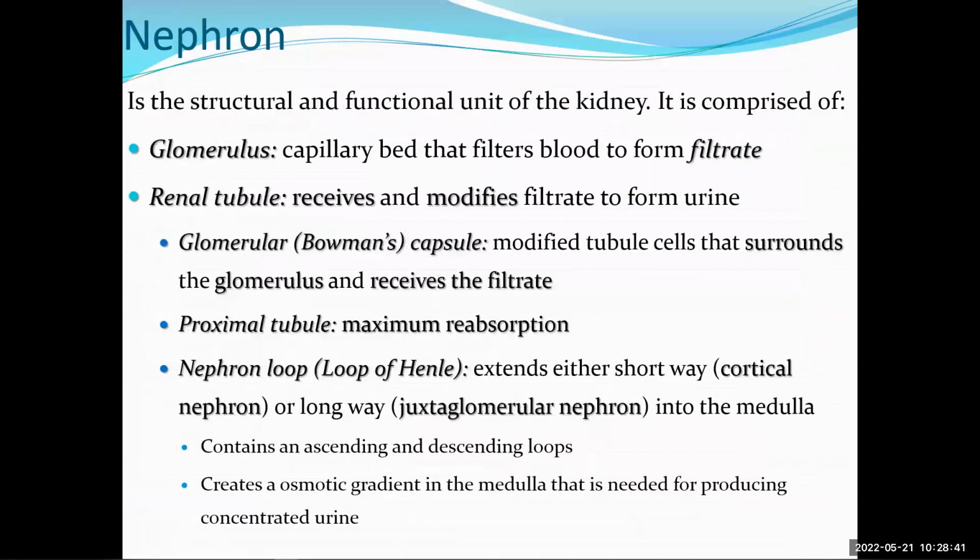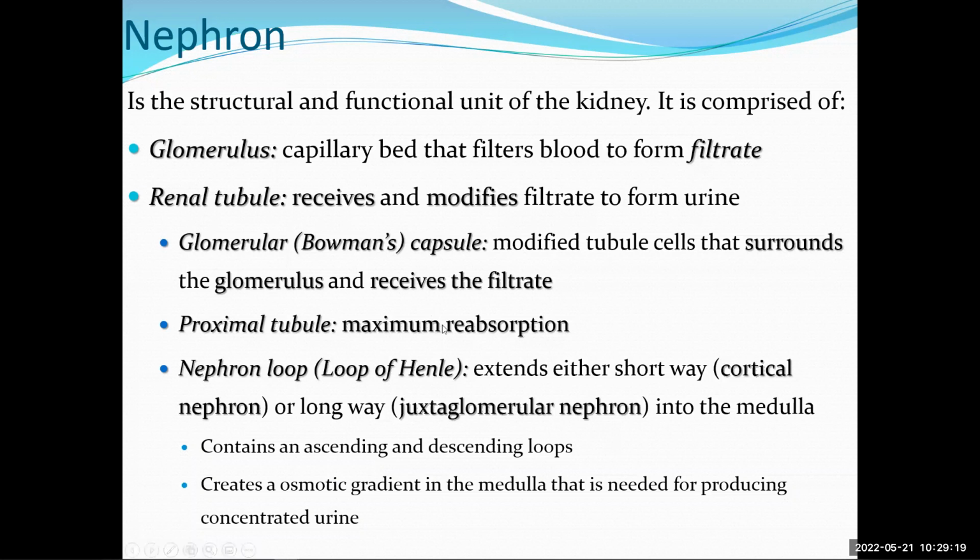All right, so we mentioned these in terms of the functionality of different parts. The glomerulus, which is a capillary bed, filters. The renal tubule receives and modifies the filtrate to form the urine. The glomerular capsule, also known as the Bowman's capsule. Why do they call it Bowman's? What does Bowman tell you? The fact that it has the name Bowman on it, it was probably named after the person who discovered it. Correct. And as I mentioned before, if you spend all that time in the lab, you'd want to put your name onto something.